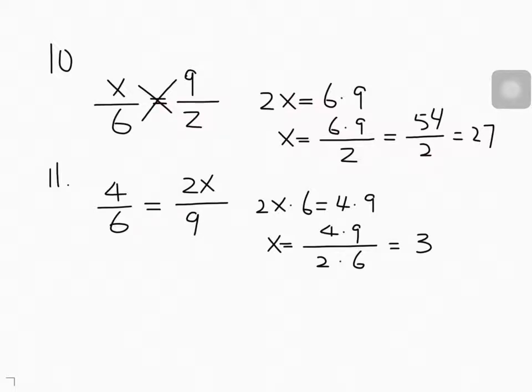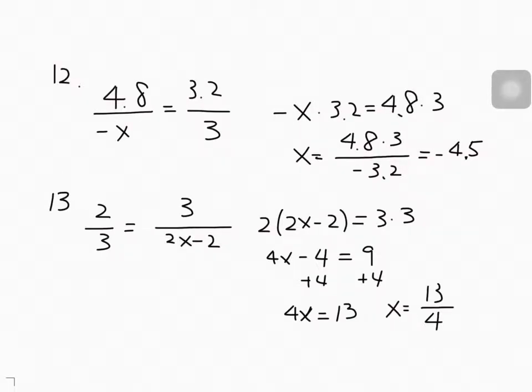Number 11. 4 over 6 equals 2x over 9. So again, using cross multiplication, I have 2x times 6 equals 4 times 9. X equals 3. Question number 12. 4.8 over negative x equals 3.2 over 3. Again, do your cross multiplication. We have negative x times 3.2 equals 4.8 times 3. X equals negative 4.5.